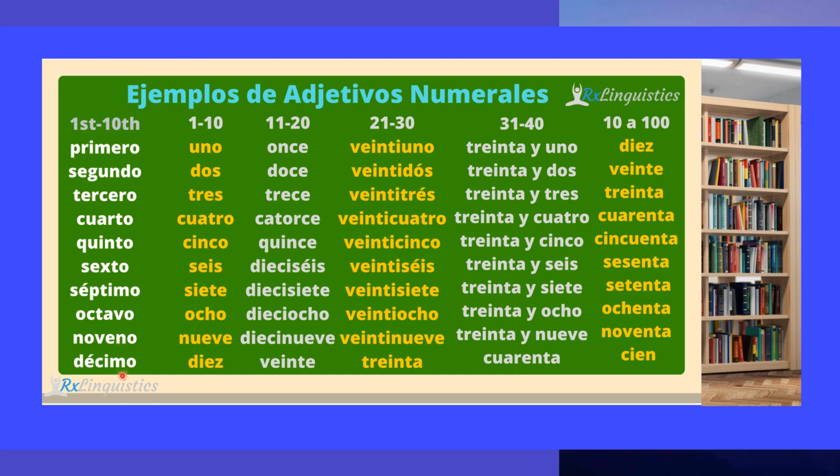I mean, you could say décimo primero, which is 11th, décimo segundo, which is 12th, but most of the time these are the most important, from 1st to 10th. So, please repeat after me. Primero, segundo, tercero, cuarto, quinto, sexto, séptimo, octavo, noveno, décimo.